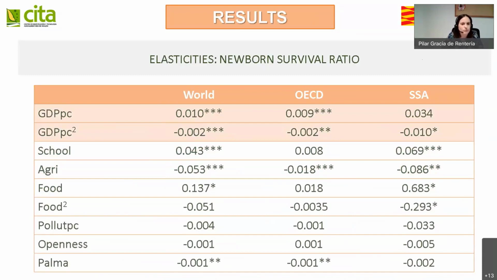There is also a positive relationship between per capita income and child survival ratio, although we can see that this effect is more limited than for other drivers, and moreover this effect tends to be softened as per capita GDP increases, as you can see in the negative coefficient of the quadratic GDP variable. We also observe a negative but weak relationship between inequality and the survival ratio. And finally, the other drivers, the pollutants and the openness index, are not significant.